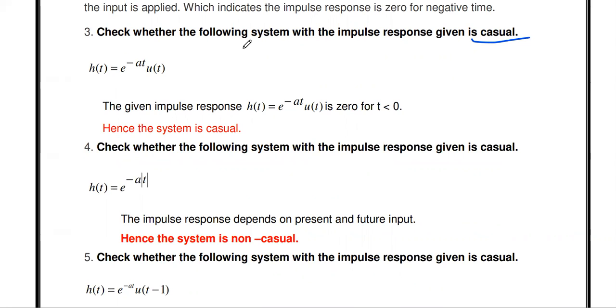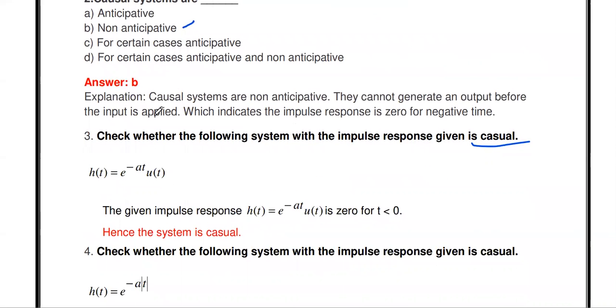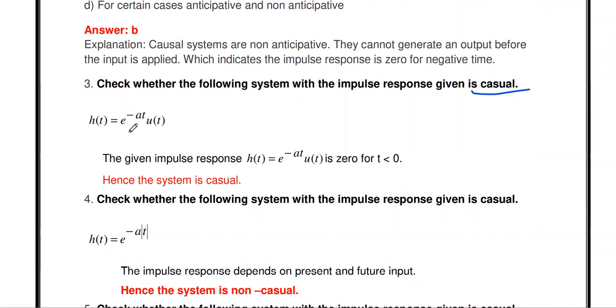Check whether the following system with the impulse response given is causal. What is the given equation? H of t equal to e power minus a t u of t. This is the impulse response of the given system. So we can verify whether the given system is causal or not. You already know the definition: the impulse response of the system should satisfy the condition that it is equal to 0 for negative values of time, t less than 0. If a system satisfies this condition, that system is called a causal system. So here, h of t equal to e power minus a t u of t.